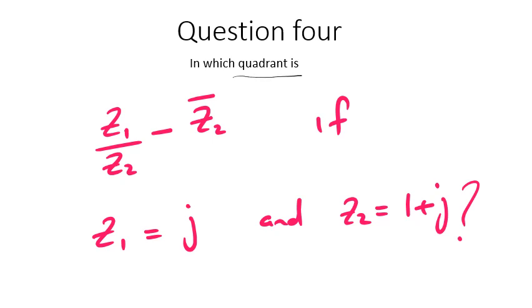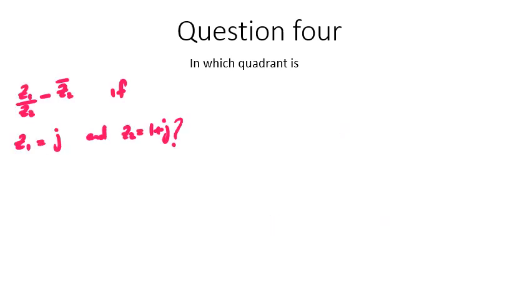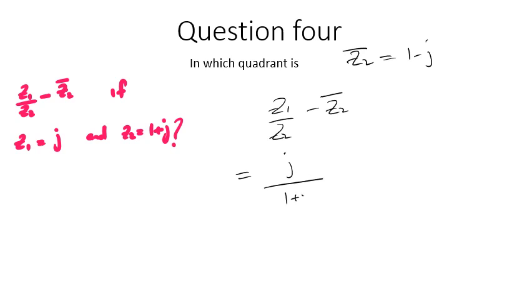All right, so something slightly different over here. Which quadrant is this combination z1 over z2 minus z2 bar if z1 is j and z2 is equal to 1 plus j? Let's have a quick look. So z1 is j, z2 is 1 plus j, so we know that z2 bar should be 1 minus j. Now, if you look at this very carefully, you've got z1 over z2 minus z2 bar. z1 is j, z2 is 1 plus j, minus z2 bar. Watch the bracket, 1 minus j.